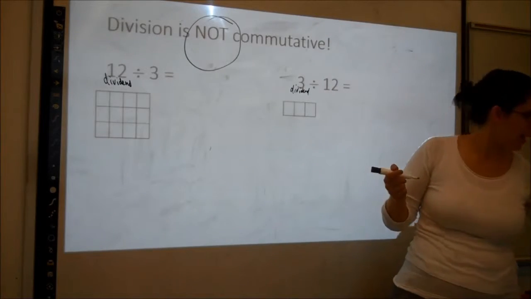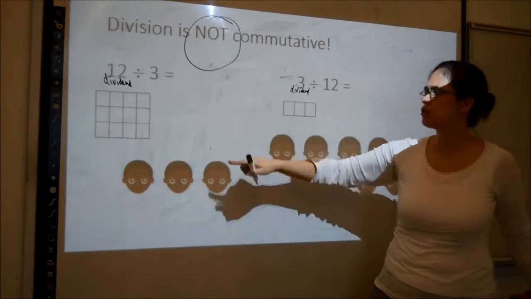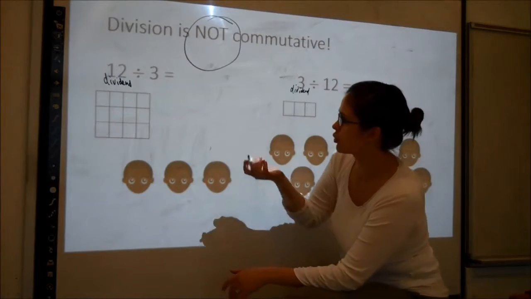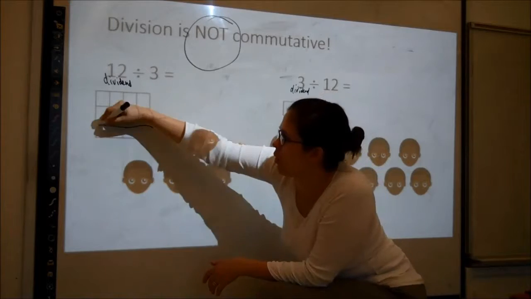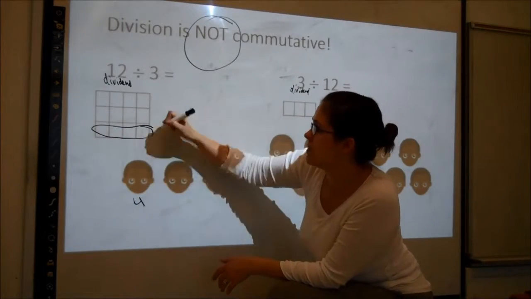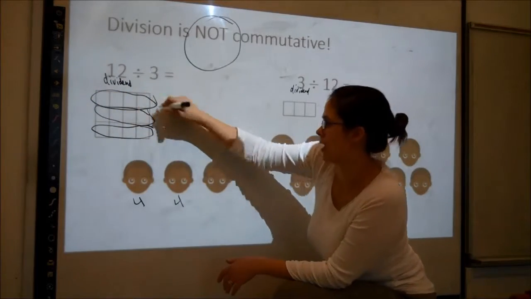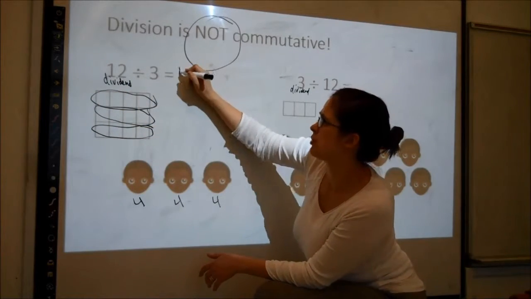And think about what would happen if you divided it. If you shared these 12 brownies with these 3 boys, that's great. This boy can have 4 brownies. This boy can have 4 brownies. And this boy could have 4 brownies. 12 divided by 3 is 4.